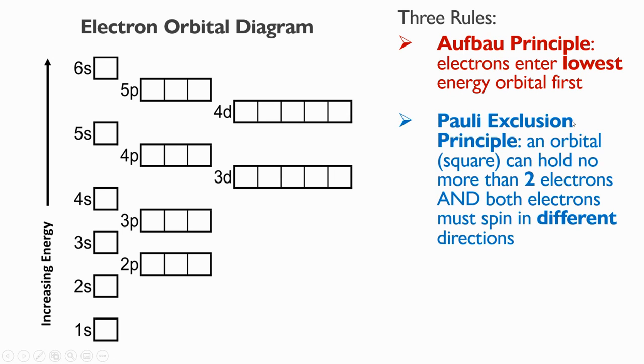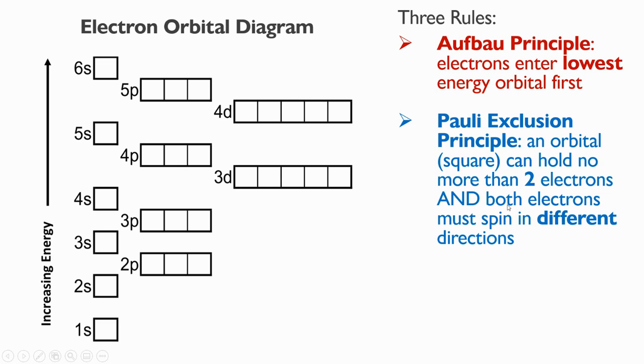Next one is the Pauli exclusion principle. An orbital, aka one of these squares, can hold no more than 2 electrons. We already said that. And both electrons must spin in different directions. This is new to us. They must spin in different directions. What is spin? Well, electrons have to have something called spin. And basically, when you think about electrons, they're kind of crazy.